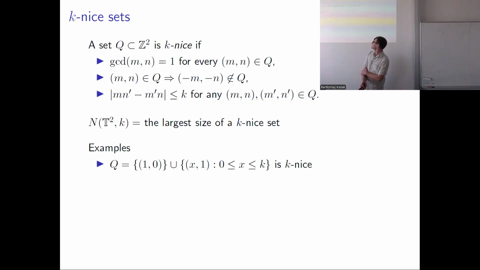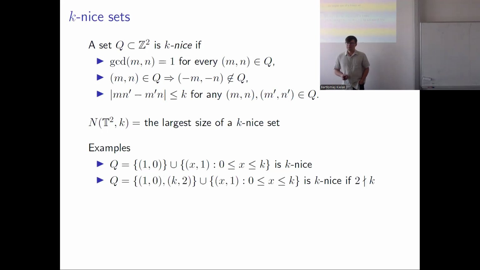This is one of the simplest examples. You can notice that I take one point which is at level 0. When I say level 0, I mean that the second coordinate is equal to 0. And all the remaining points are at level 1. So I basically just have points on 2 levels. There are in total k plus 2 points in this example. And it is pretty straightforward to see that this is indeed a k-nice set.